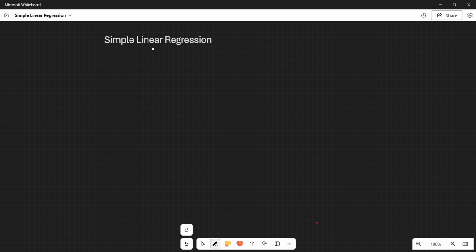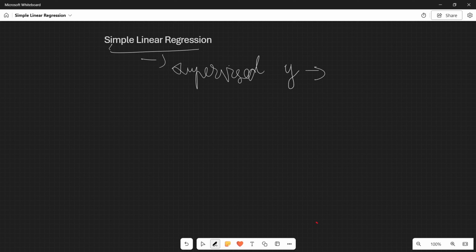Okay, so what is simple linear regression? This is a supervised problem. Supervised, as I mentioned in my previous video, means we will have dependent and independent features. Similarly, simple linear regression models a mathematical equation such that when I feed an input of x, I get an output of y.